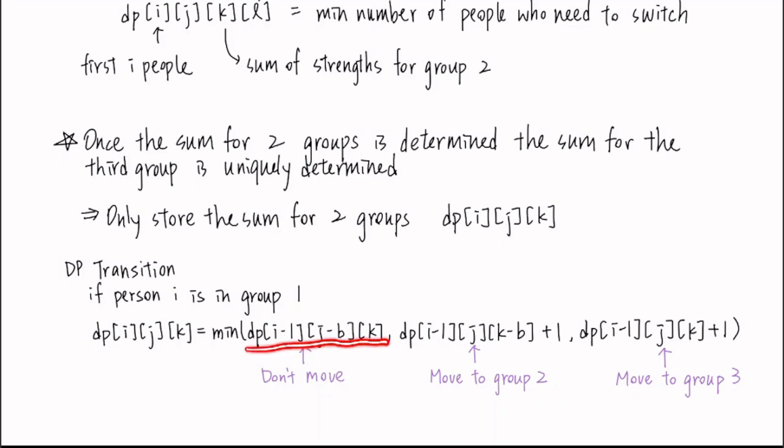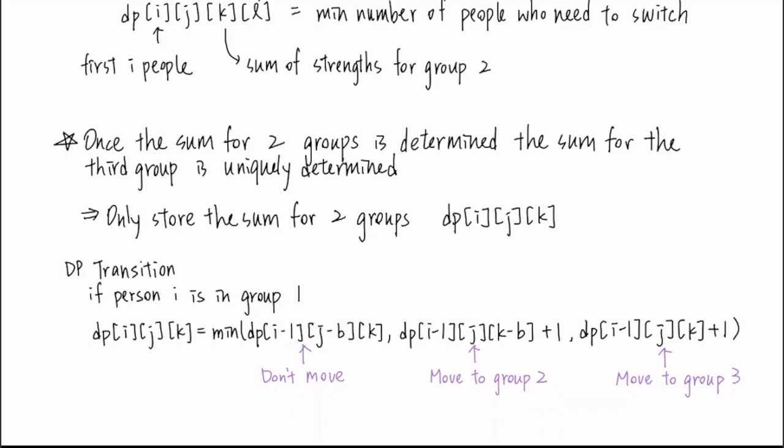DP i minus 1, j minus b, k, which is the state that the person i doesn't move. And afterwards, this part is if person i moves to group 2, and the third part is if person i moves to group 3. And we need to plus 1 for these 2 because the person i moves, so we need to add 1 to the count of people that need to switch.